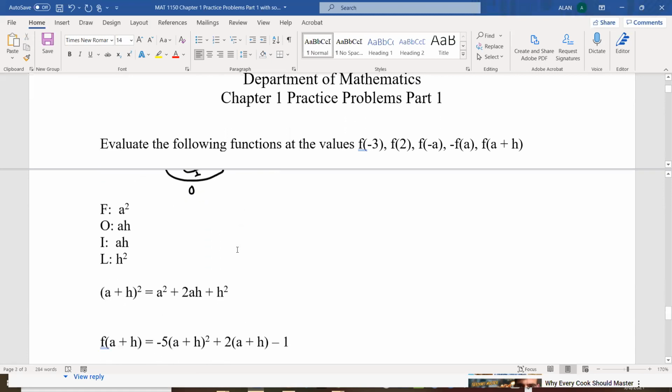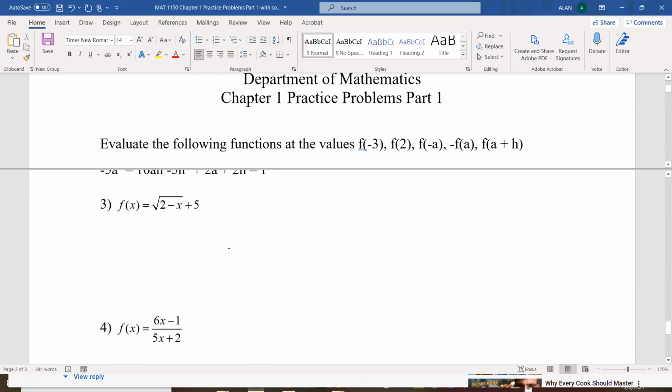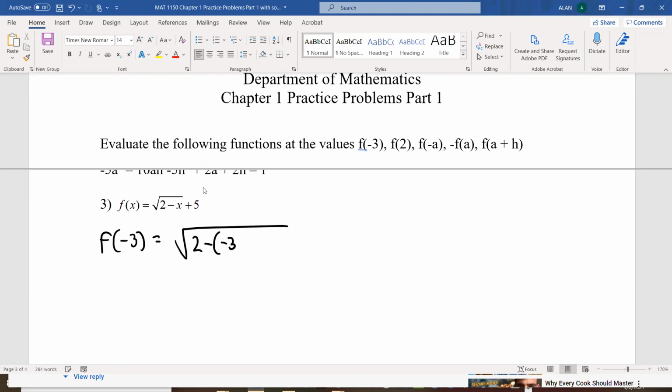Now, the next one, though, has a square root. So that's going to make it even a little trickier. Okay, so let's do this. We'll start with f of -3. I'll do this one by hand because it's a little quicker; the equation editor is wonderful, but it takes time. So 2 minus -3 is, of course, +5.